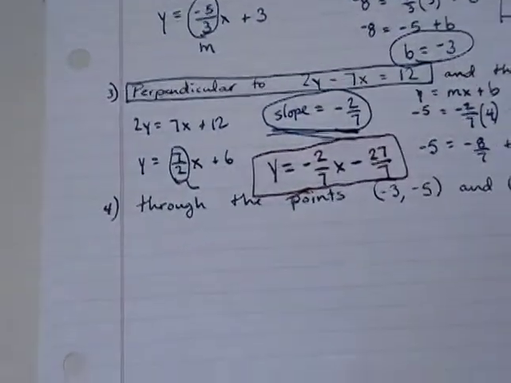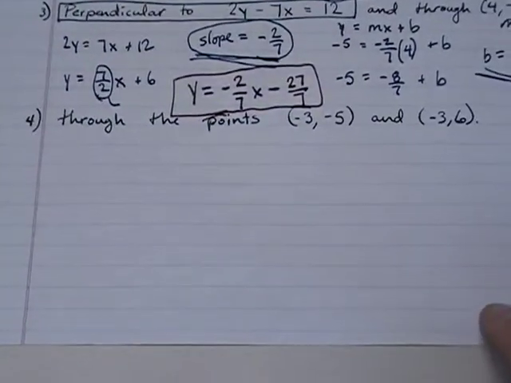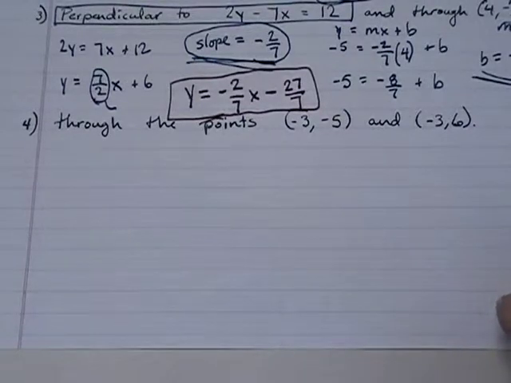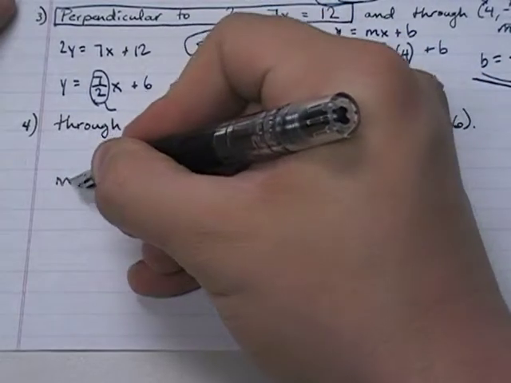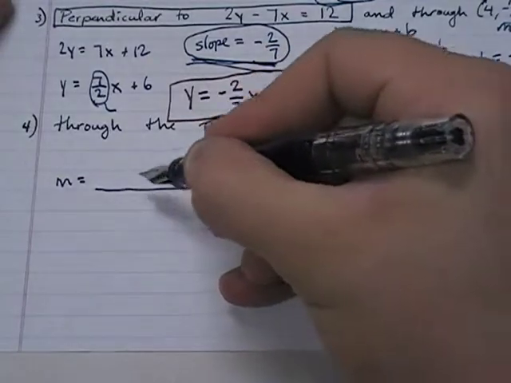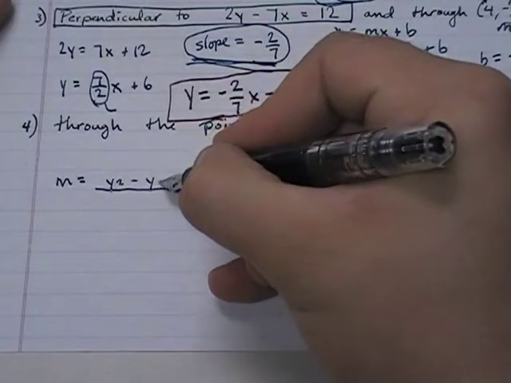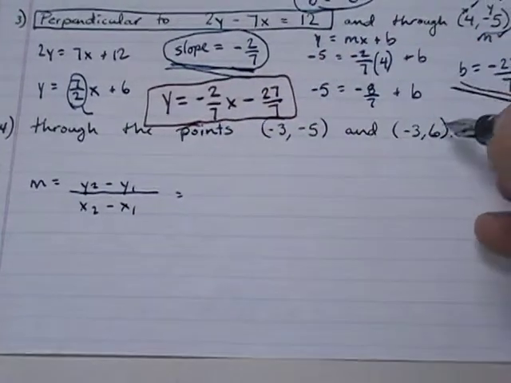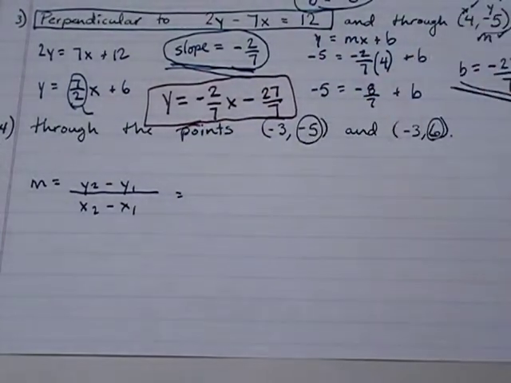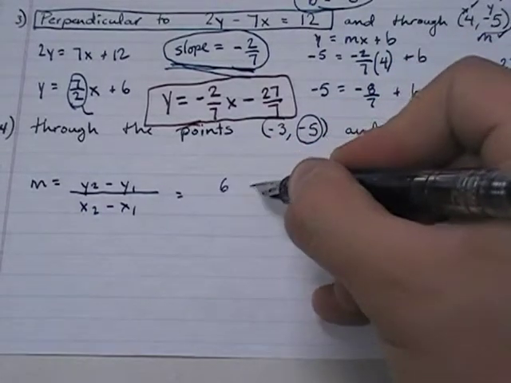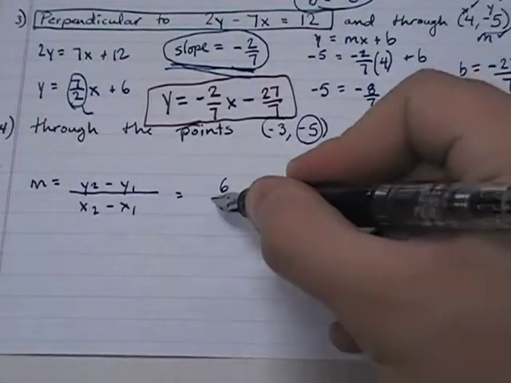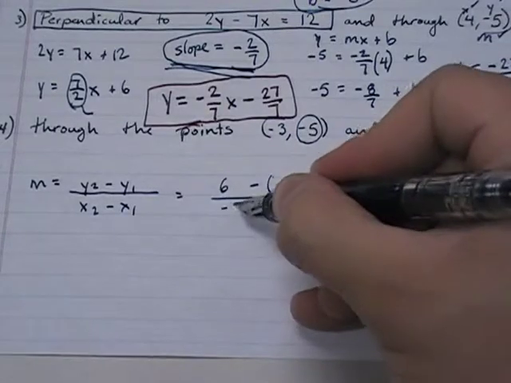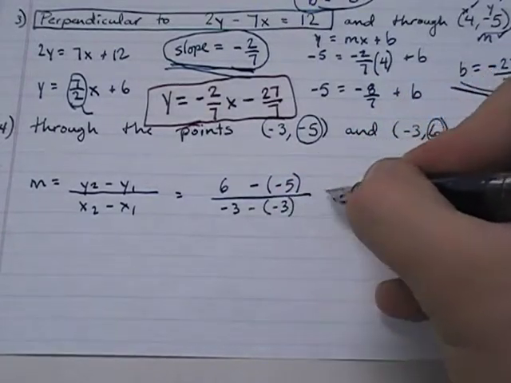So that's our question 3. Question 4 says through the points -3, -5, and -3, 6. Now, here's what we do. We say, okay, what's the slope? We got 2 points. What's the slope? Slope is change in y over change in x. Okay, so here's our y coordinates. So change in y is going to be 6 minus -5 over -3 minus -3.